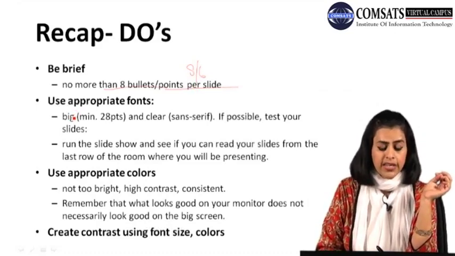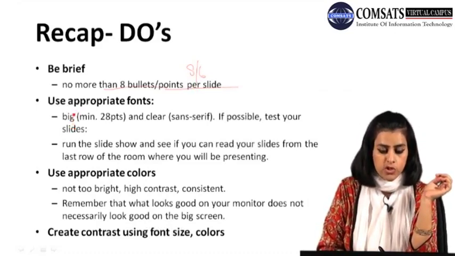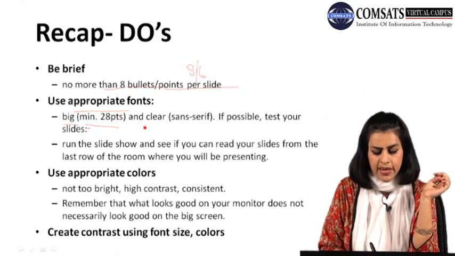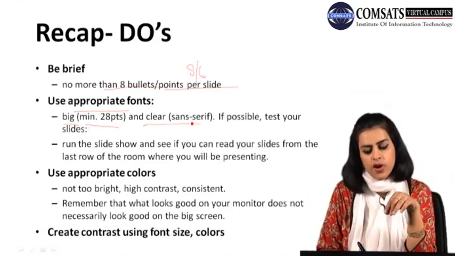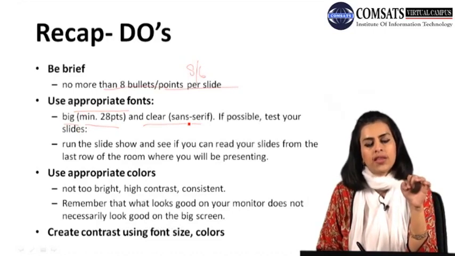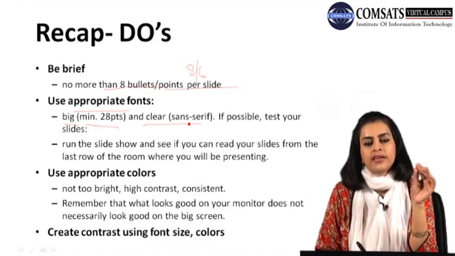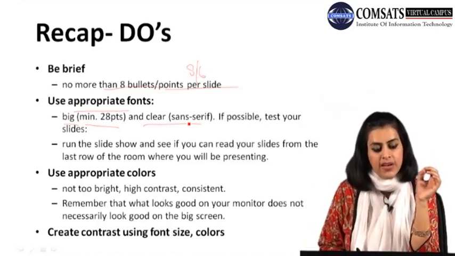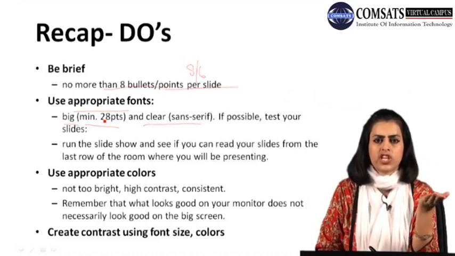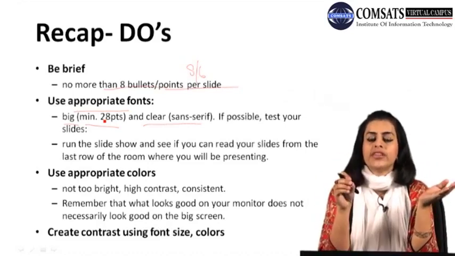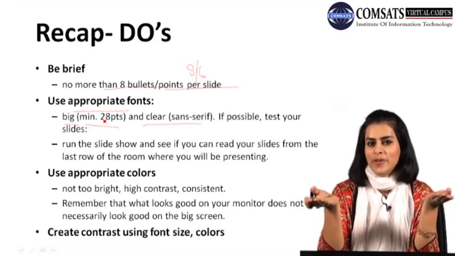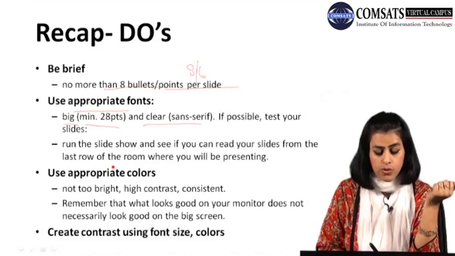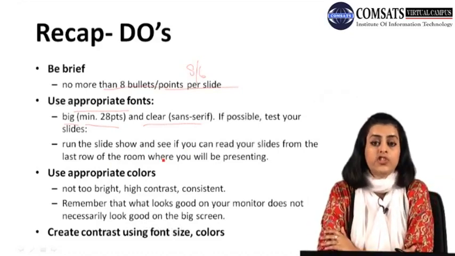The second thing we discussed in the previous lecture was that you are supposed to use appropriate fonts. Big fonts should be a minimum of 28 points, and clear sans serif fonts, not serif fonts. Sans serif includes Gothic and Calibri, while serif fonts have the twiddles and edges at their ends. If possible, test your slides. You may check your slides from a 2 feet distance. If you can read a slide, of course, every normal human being can read that. Run the slideshow and see if you can read your slides from the last row of the room where you will be presenting.